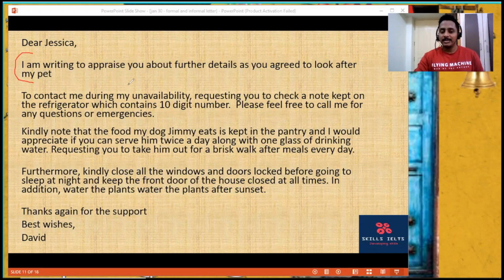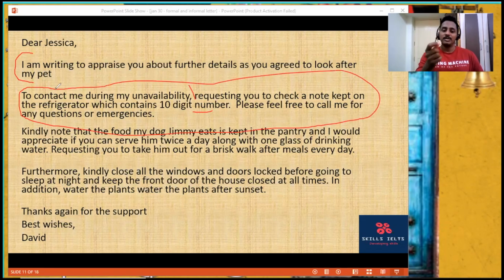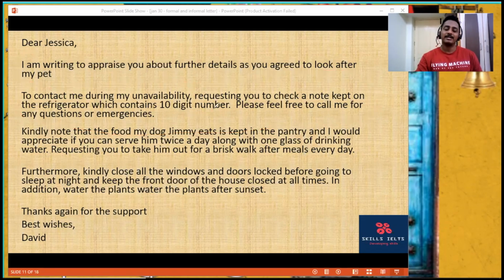To contact me during my unavailability, requesting you to check a note kept on the refrigerator which contains a 10-digit number. Please feel free to call me for any questions or emergencies. This looks fine, but still a few of the words can be replaced, and with that the tone can be changed from formal to informal. Can you guys try it? I don't want your own ideas. I want a similar one. Take this, but make it an informal tone. Try it.